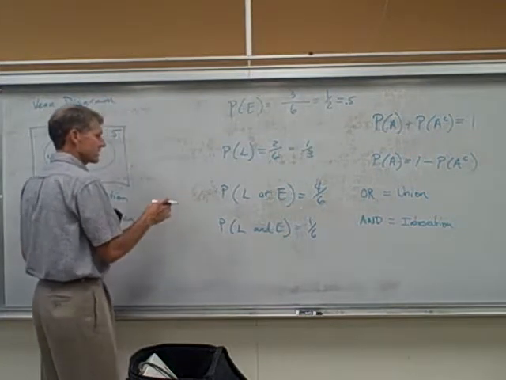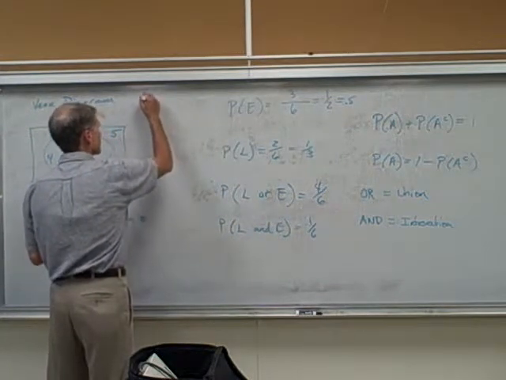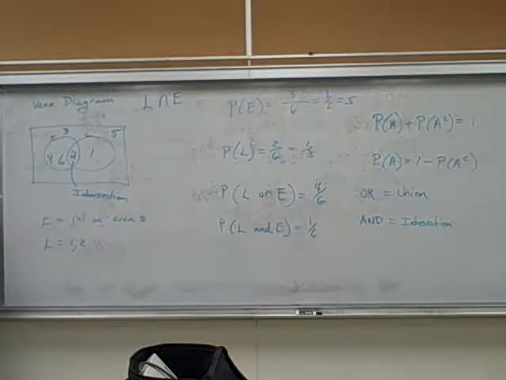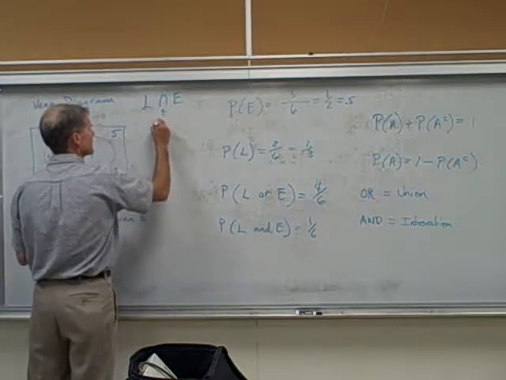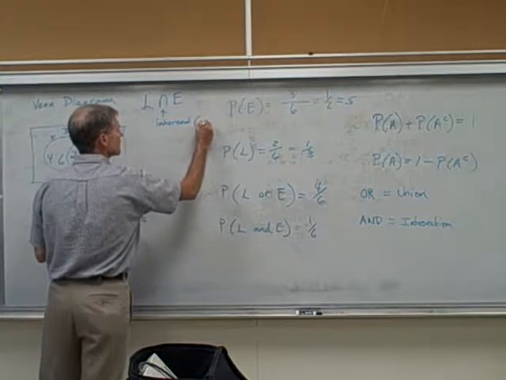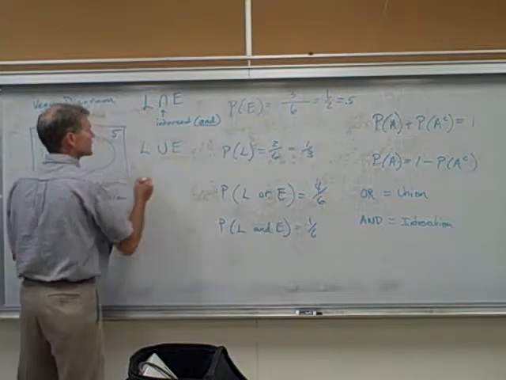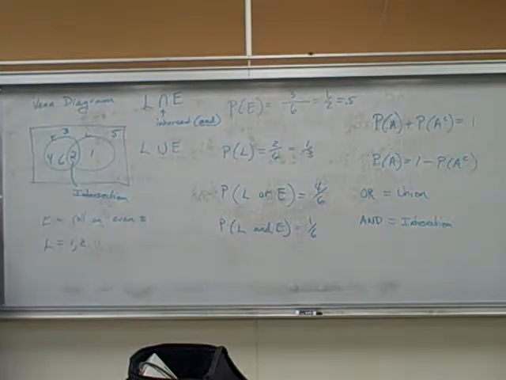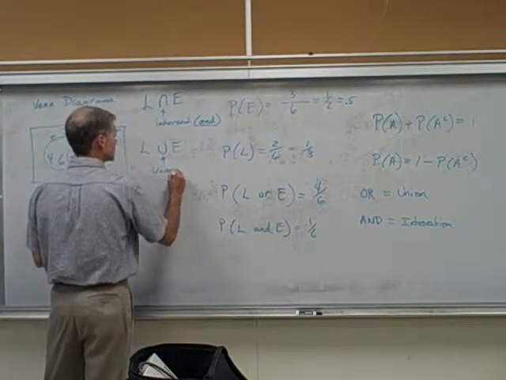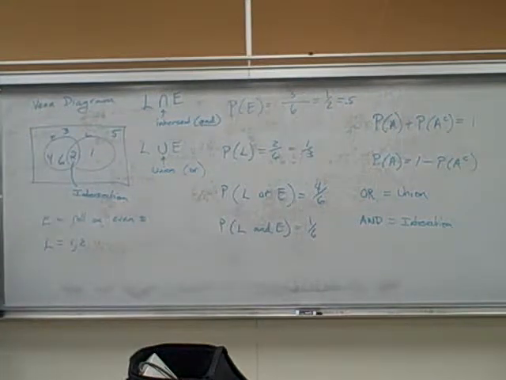So the set L and E is L intersect E, which we write with an upside down U, right? So this is intersect or "and." L union E, and that's the right side up U, that's union, which is the word "or" in probabilities.